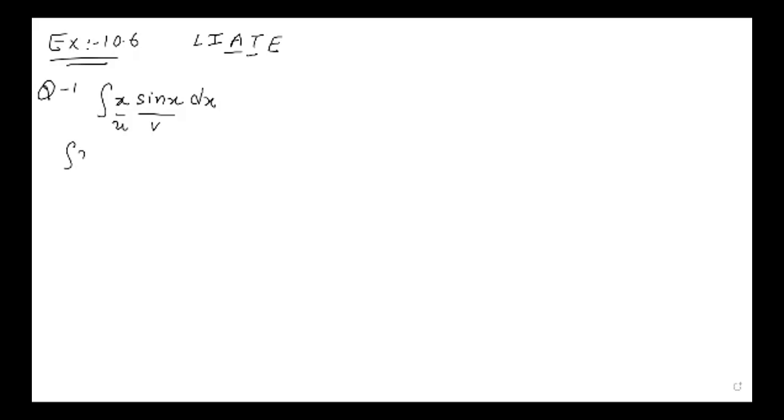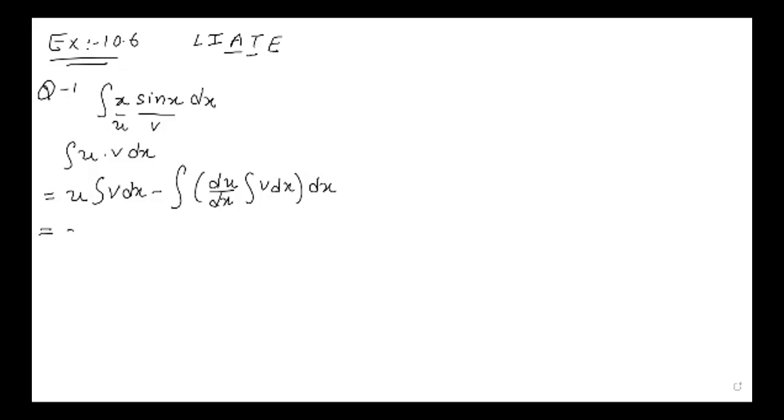You know the formula: integration of u times v dx. This is integration by parts. So it is u integration v dx minus integration of the derivative of u with respect to x times integration v with respect to x, whole dx. Thus we will keep the value of u and v over here. Here your u is x whereas v is sine x.